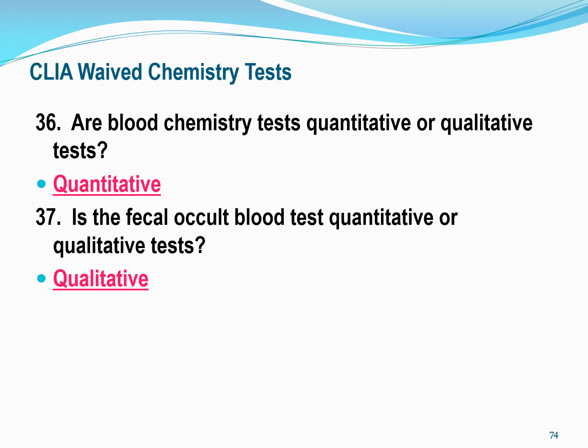So we're still talking about CLIA waived chemistry testing. Are blood chemistry tests quantitative or qualitative tests? Quantitative, okay? Is the fecal occult blood test quantitative or qualitative? It's qualitative, right? And we understand that quantitative is going to give us an answer, like our total cholesterol is 200 or 243, right? That's an exact answer. That's a number, quantity, quantitative test.